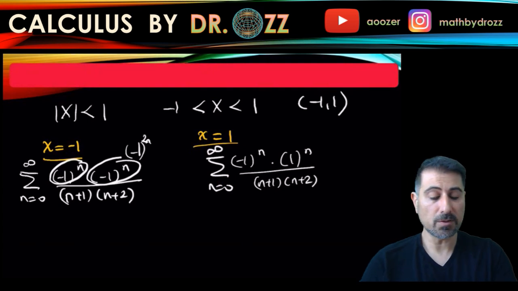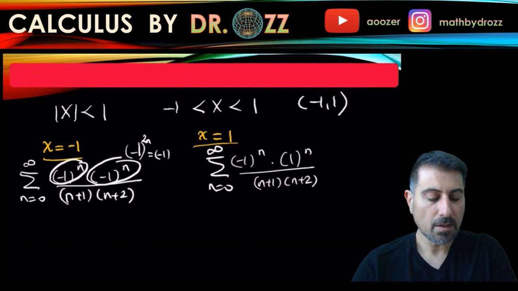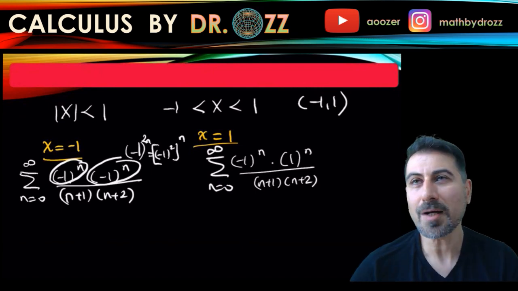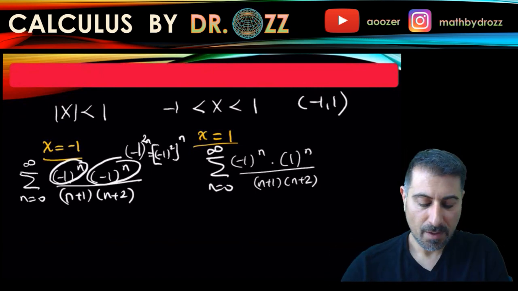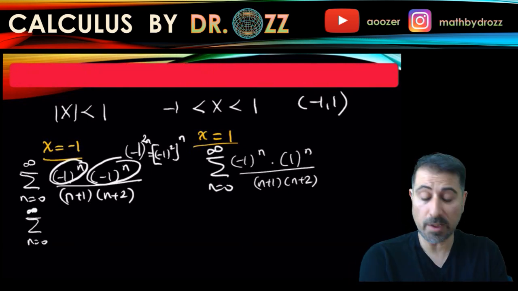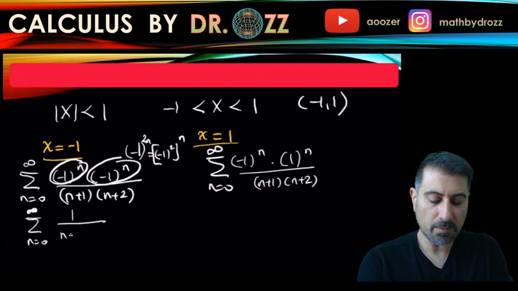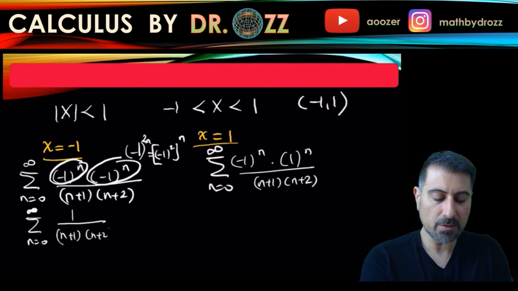Okay, so that's -1 squared to the power of n. That's 1. What I'm trying to say is that the top is just 1. Whichever way you handle it, please observe that the top is just 1. So it's 1 over (n plus 1)(n plus 2).